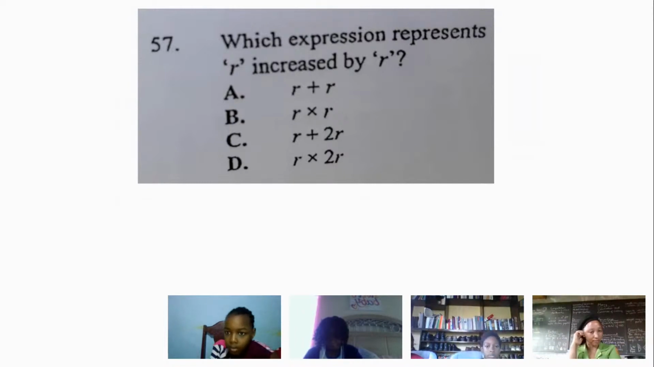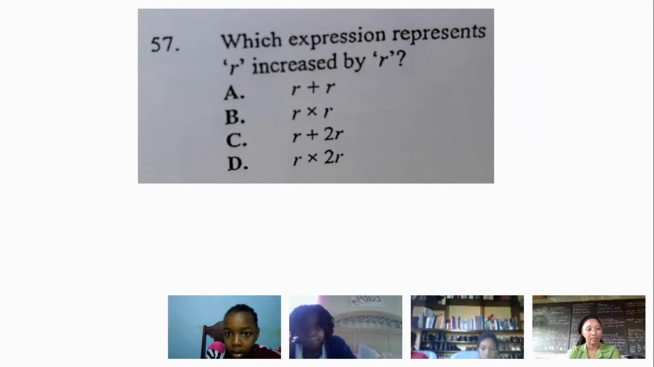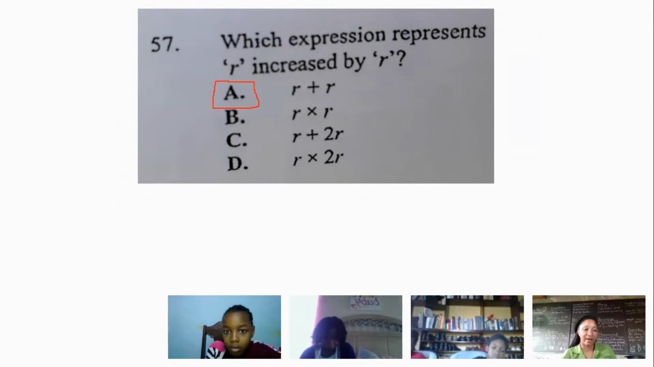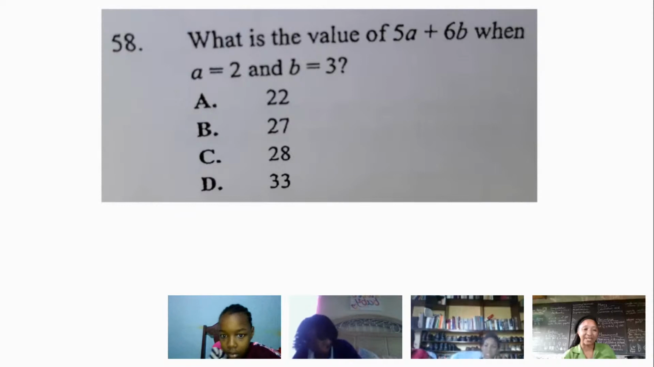John, number 57. Which expression represents r increased by r? A. r plus r, B. r times r, C. r plus 2r, D. r times 2r. Miss, the answer will be A, r plus r. I agree. Correct. r plus r is r increased by r.